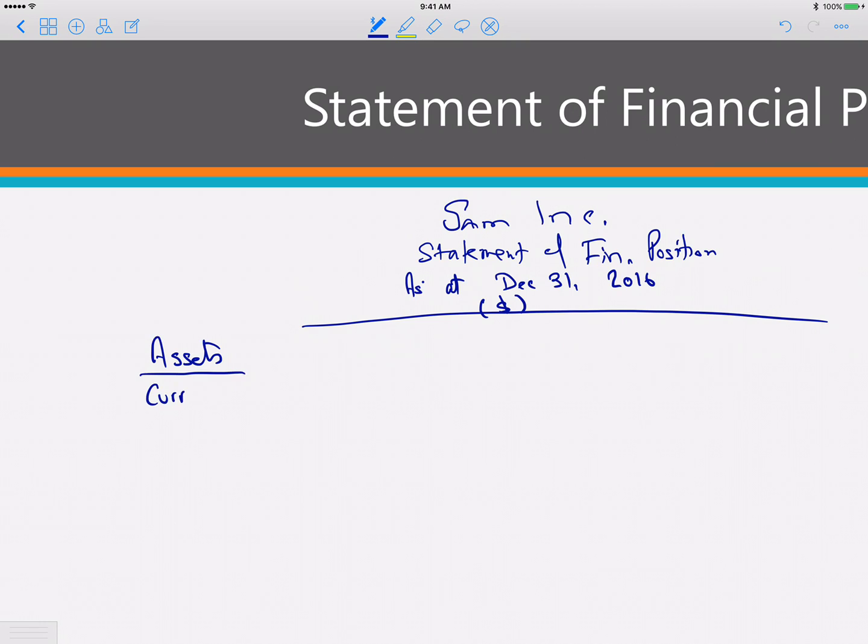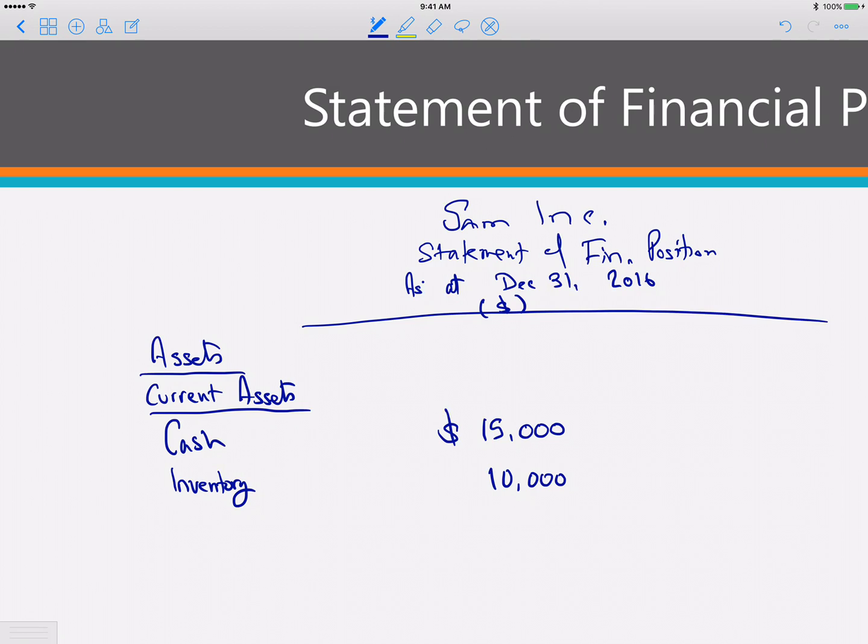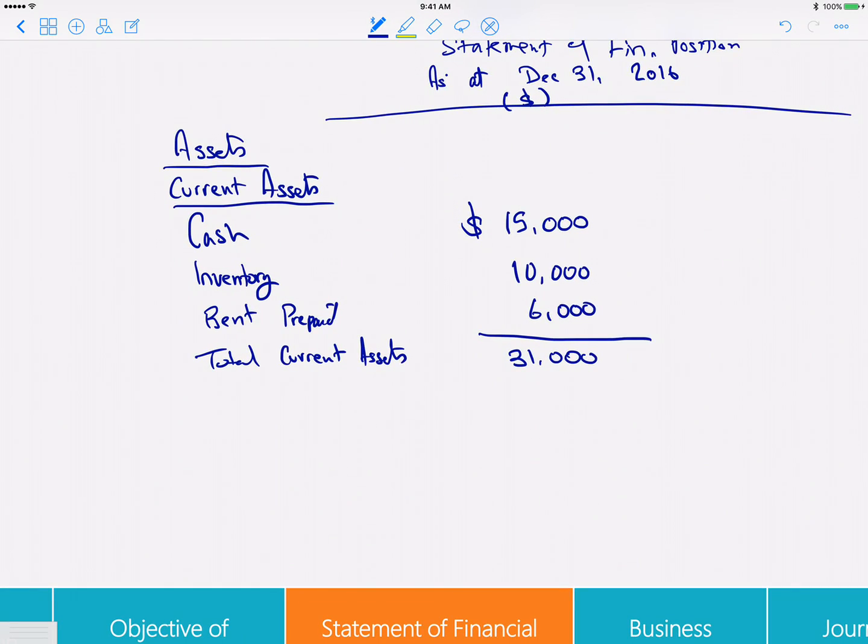So we'll begin with current assets, and we just start to list them off in order of liquidity. So if you recall, the most liquid asset is cash. So the company has $15,000 of cash. They also have inventory of $10,000. They have rent prepaid of $6,000. And these are their current assets. So total current assets, $31,000.